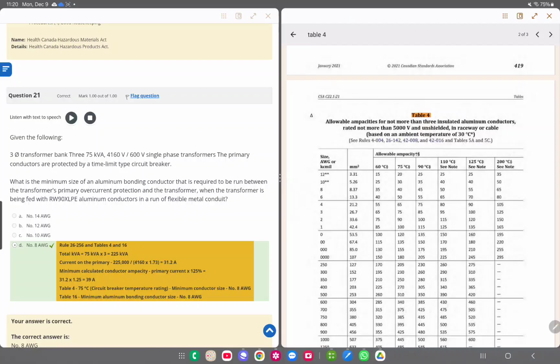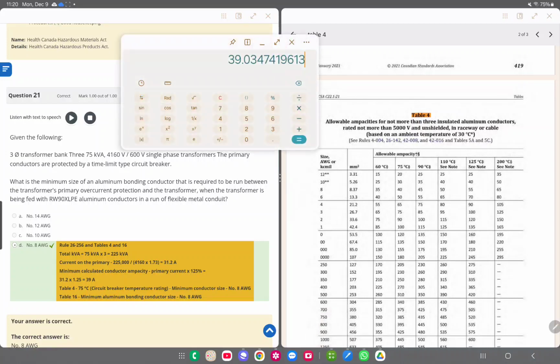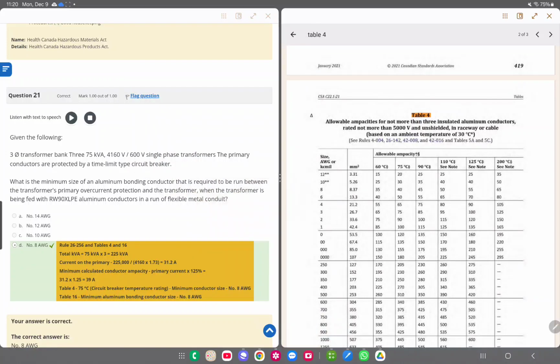We're at table 4. We're talking overcurrent protection, so we're going to look at the 75-degree column. We have our number 39 amps under the 75-degree column. And we see here we have 40 amps. 39 falls under 40 amps. So we're going ahead with number 8 gauge from table 4, 40 amps.